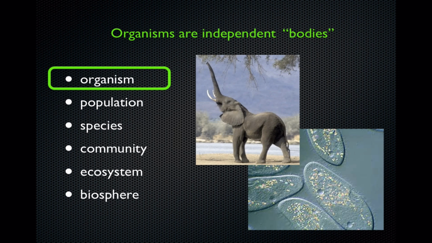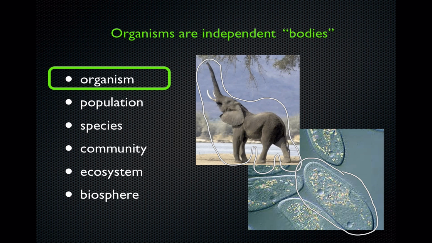Now, an organism is an independent unit, or a body, if you will, and this can be a little confusing sometimes. An organism can be something very large, like this elephant here, which is made up of trillions and trillions of cells working together as organ systems and organs, or you can be a single organism made up of a single cell, like this paramecium, which is a very common pond organism.